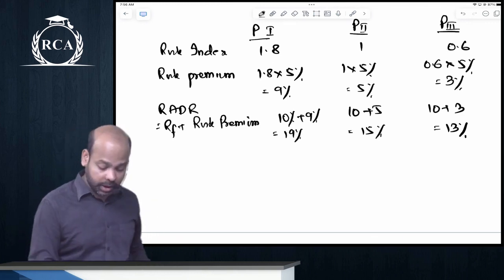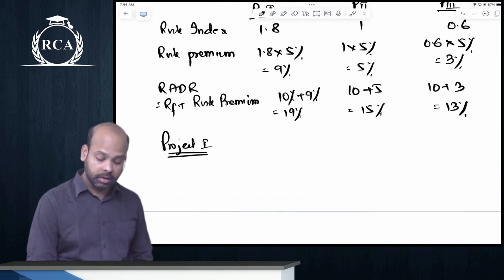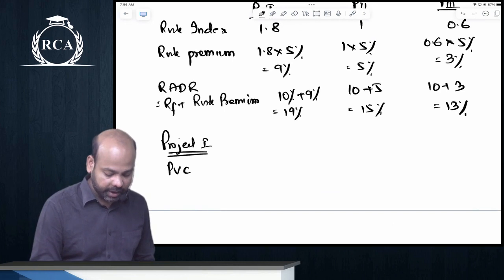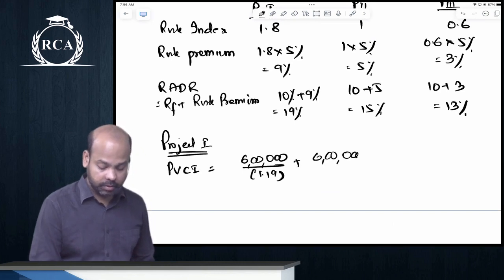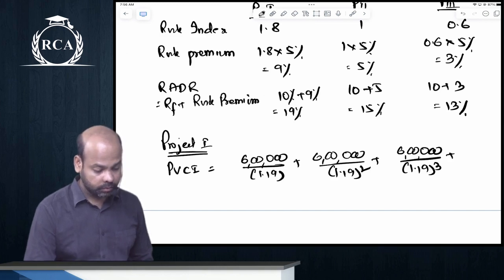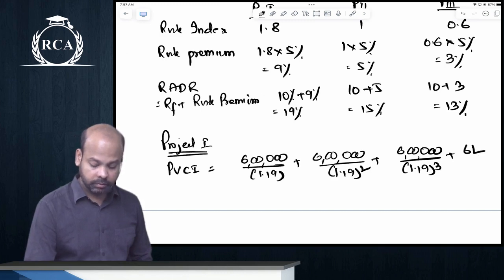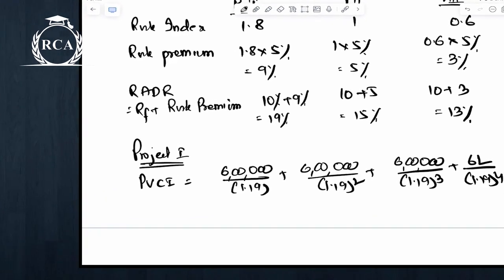Once you do this, you can now compute, guys. For Project 1, you know the cash flows, you know what your RADR is. So you can write the PVCI, guys, of project 1: 6 lakhs by 1.19. Like this you will do for all 3 projects. Is that clear?